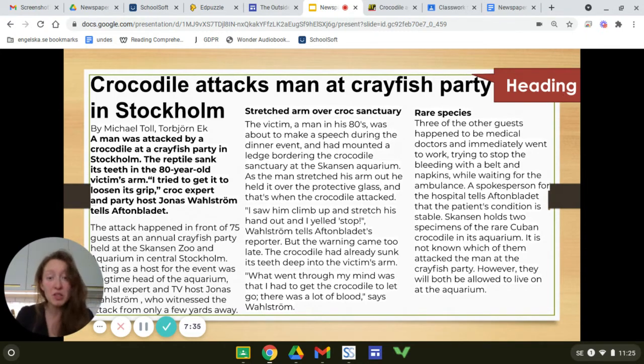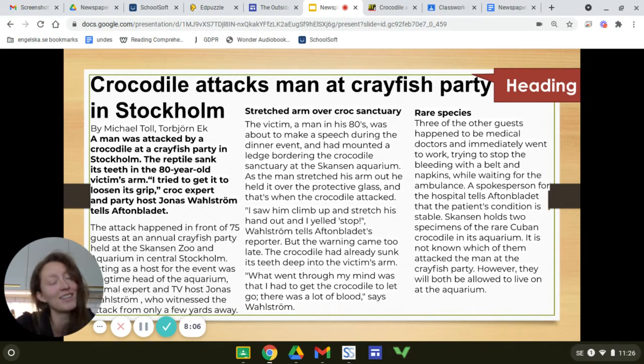I saw him climb up and stretch his hand out, and I yelled, "Stop!" Wallström tells Aftonbladet's reporter. But the warning came too late. The crocodile had already sunk its teeth deep into the victim's arm. What went through my mind was that I had to get the crocodile to let go. There was a lot of blood, says Wallström. 3 of the other guests happened to be medical doctors and immediately went to work trying to stop the bleeding with a belt and napkins while waiting for the ambulance. A spokesperson for the hospital tells Aftonbladet that the patient's condition is stable.